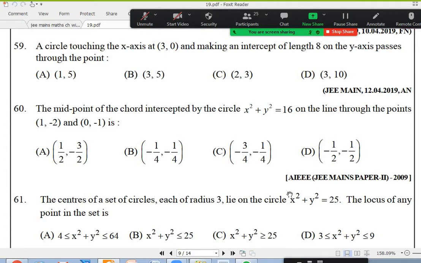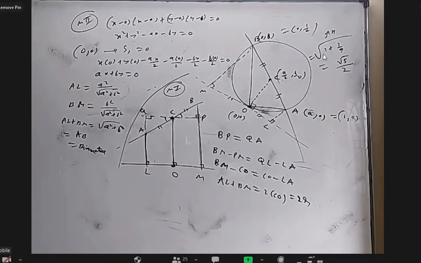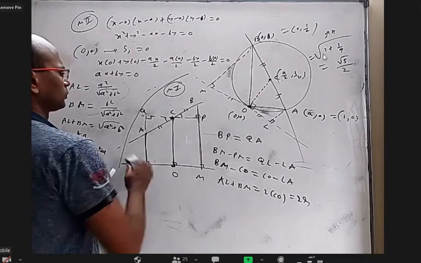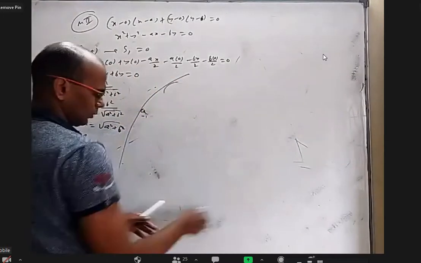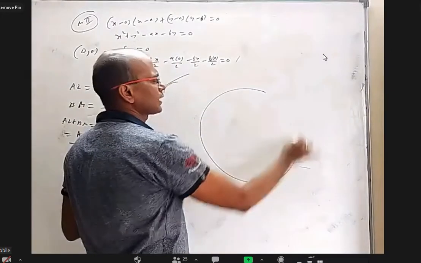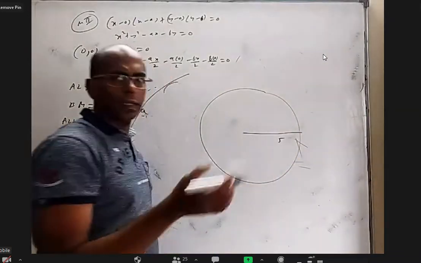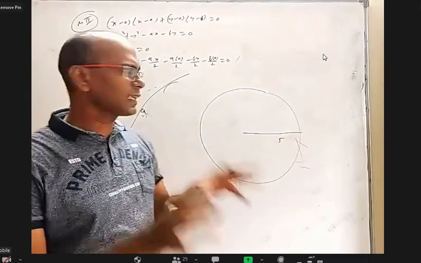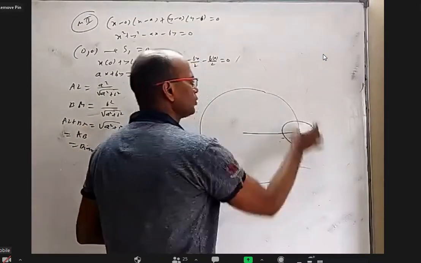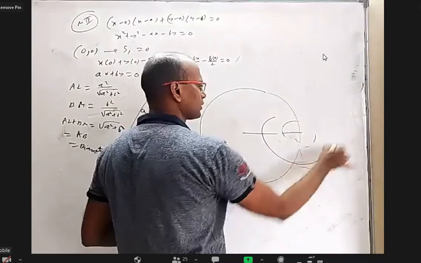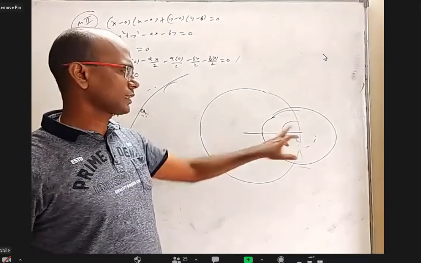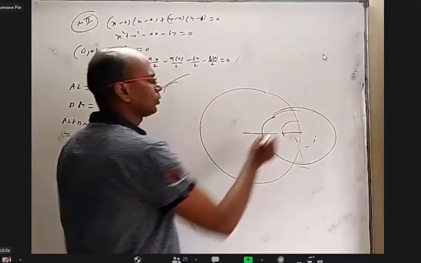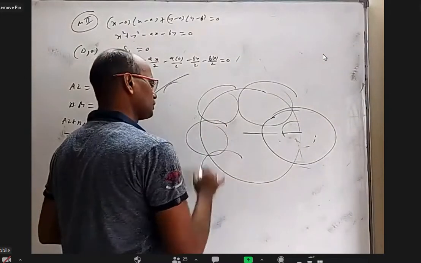61, nothing much to write. We have a circle of radius 5. Another circle has its center on this circle, but radius 3. It is moving, somewhat like this. That circle is moving like this, with its center always on this circle. So it may be like this, it may be like this, it may be like this.